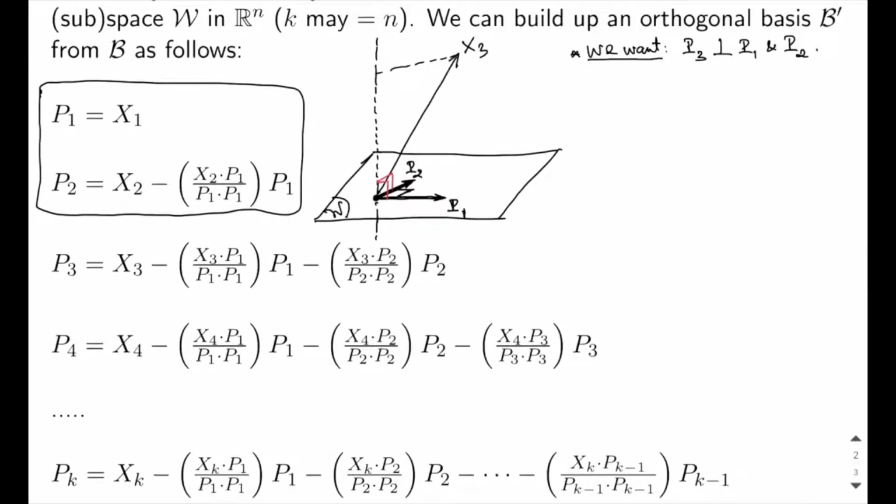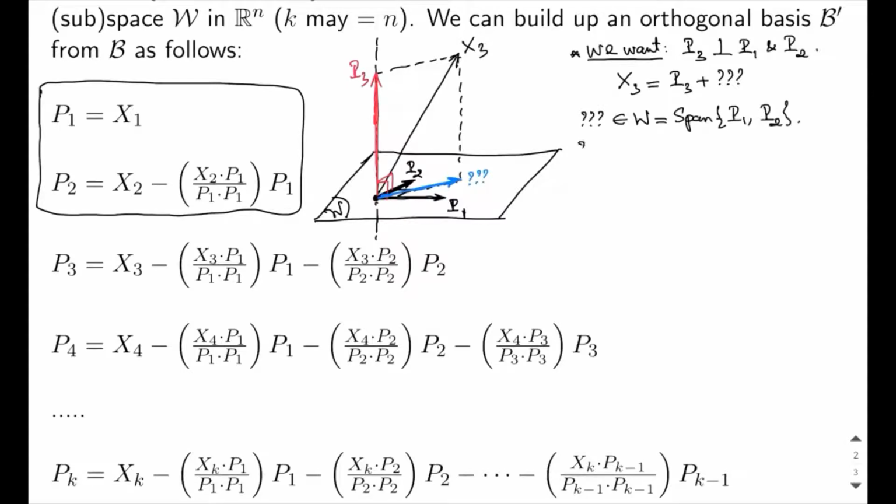So we are going to split x3 into the sum of the vector p3 that we want and the vector triple question mark. Now the fact is that triple question mark is inside W, which is the span of p1 and p2. All right, so that means that triple question mark can be expressed as a scalar times p1 plus another scalar times p2. So this immediately implies that x3 is equal to p3 plus r1 p1 plus r2 p2.